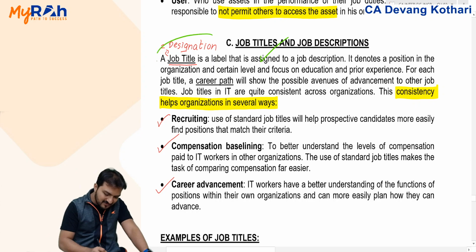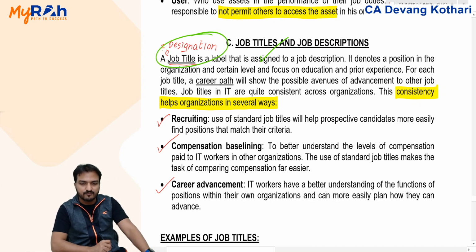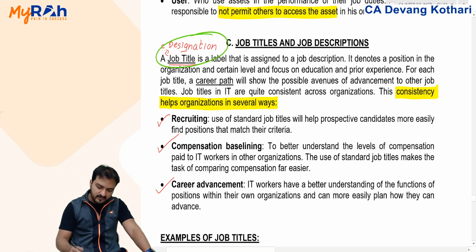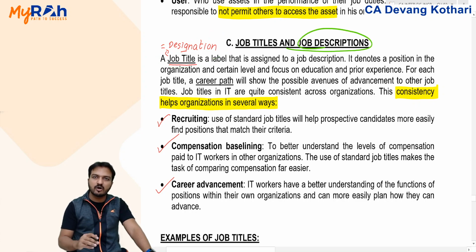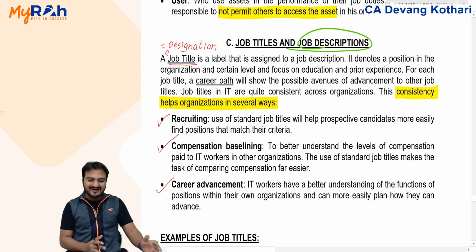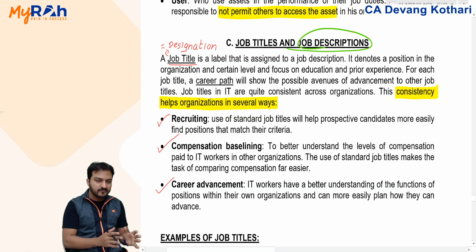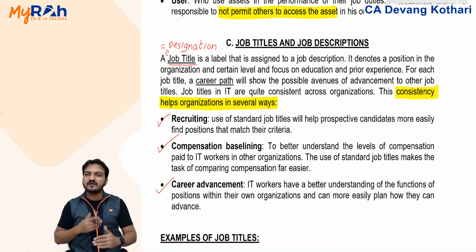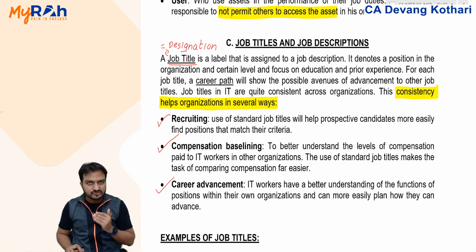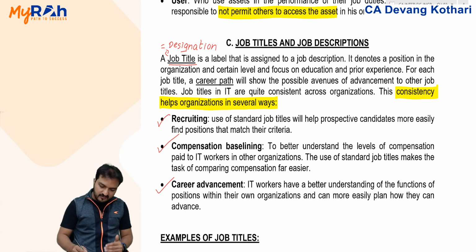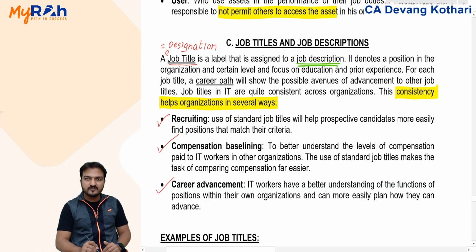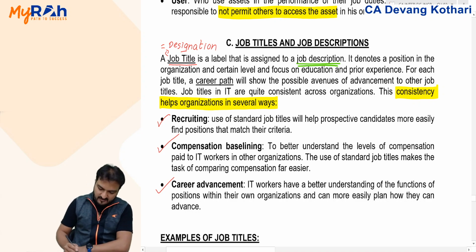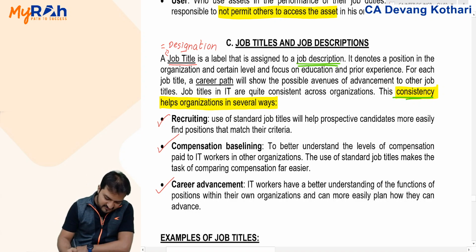A job title is a designation given to an employee, while a job description is basically what that job is supposed to do. The job title is the designation name, but generally the designation name might not convey a clear meaning about what work he is supposed to do. That work will be written in the job description. Now, in this topic, they are talking about having consistency in the job titles.